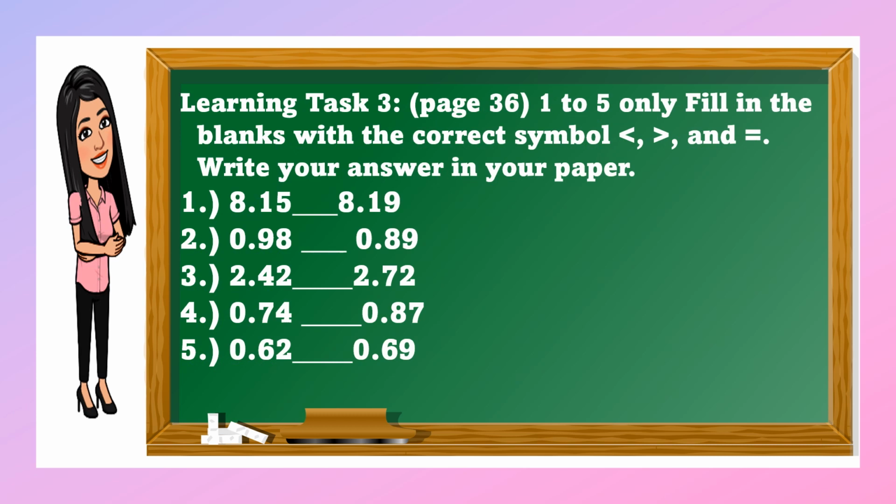For your learning task 3, 1 to 5 only, fill in the blanks with the correct symbol. So you're going to write less than, greater than, and equal. So tingnan mabuti. Kapag magkapareho yung nasa unahan, punta sa pangalawang number sa tens. Pag magkapareho pa din, punta sa ikatlong number. Then hanapin nyo alin ang mas malaki, doon ihaharap si symbol. Okay?